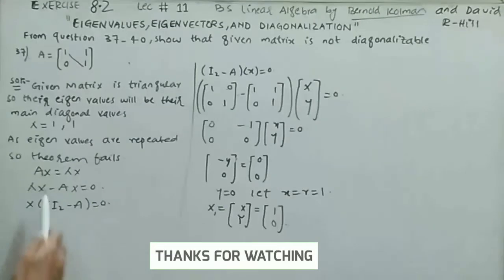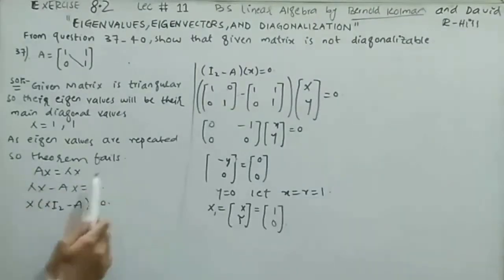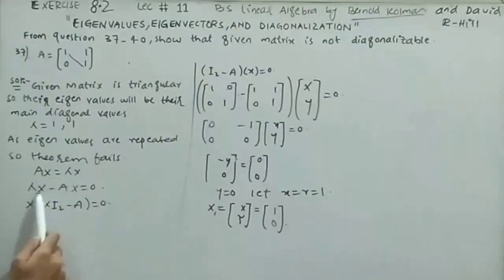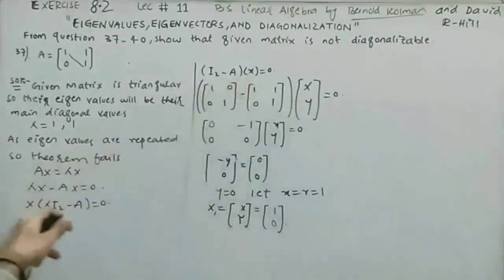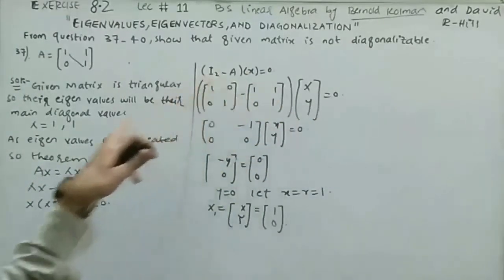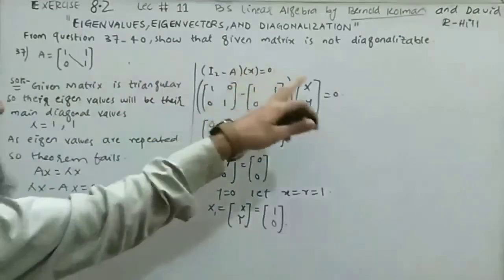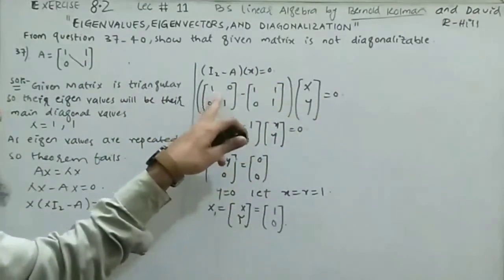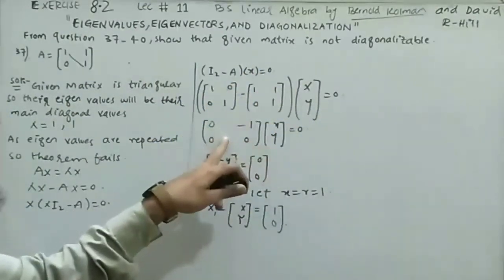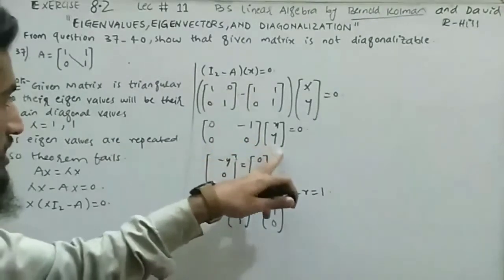Move to the next theorem. Ax is equal to lambda x. Shift it to the right hand side: lambda x minus Ax is equal to 0. Take x common, we are left with (lambda I2 minus A) x is equal to 0. Now by putting lambda equal to 1, it becomes (I2 minus A) x is equal to 0. So I2 is actually 1 0 0 1 minus A, this matrix, into x, which is (x, y), is equal to 0. By subtracting these two matrices, it will give us this matrix. By multiplying this matrix with this, it will give us this.